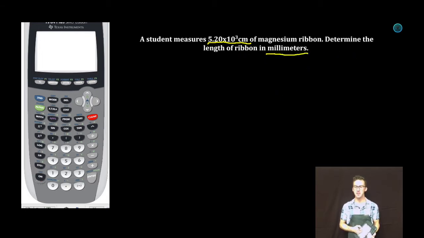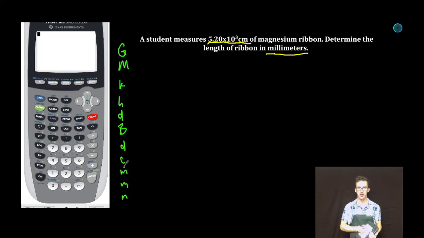All right, because this is a metric conversion problem, I'm going to make a list of my metric prefixes. The great and mighty King Henry died by drinking chocolate milk Monday night. In this problem, we're trying to go from centimeters to millimeters. Now, there's a couple different ways you can do this problem depending on how well you understand the metric system.